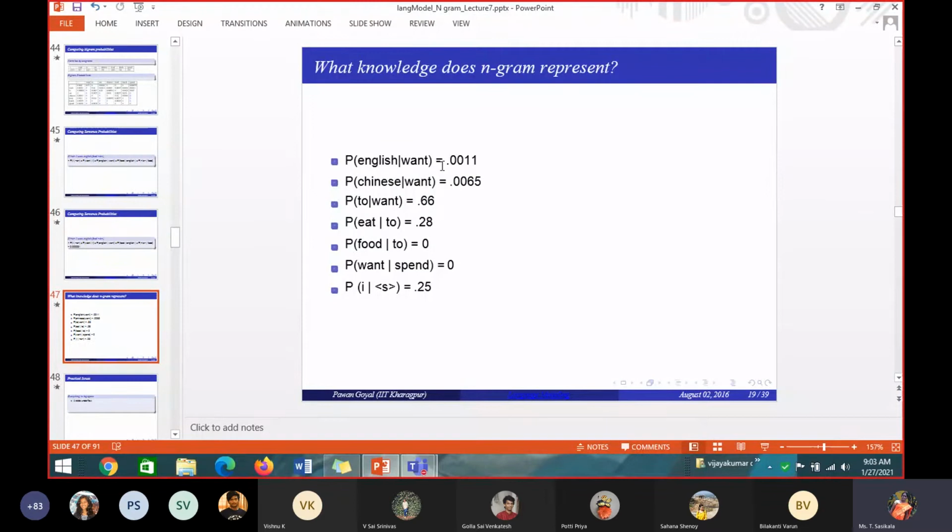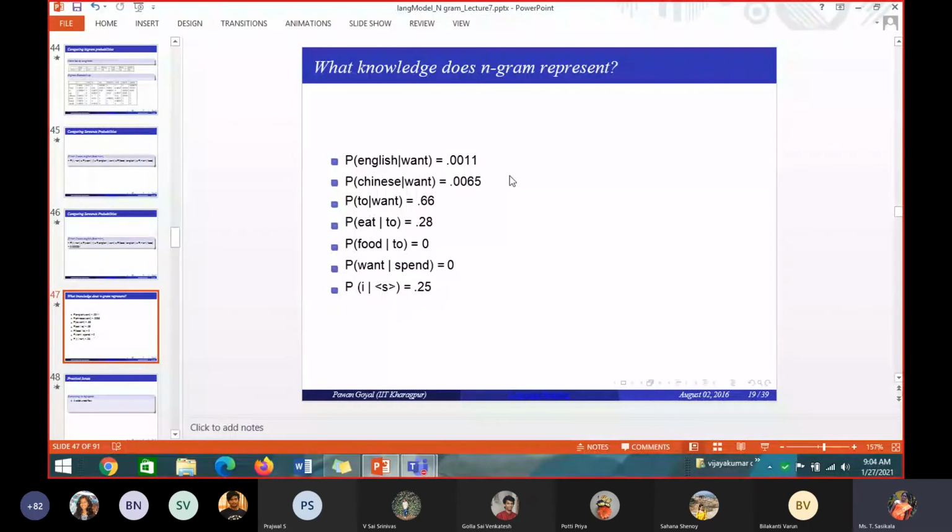Next one, I have it like this. I have probability of English given want, probability of Chinese given want, to given want in the restaurant. All these are from the restaurant corpus and they are bigram probabilities. They have calculated the probability for the bigrams: probability of English given want, Chinese given want, to given want, eat given want, food given to, want given spent, and I given starting of the sentence. In that restaurant corpus they have taken some bigrams and calculated the probability, and they are asking us what we can infer from this. Can you tell me from this slide what you can infer?